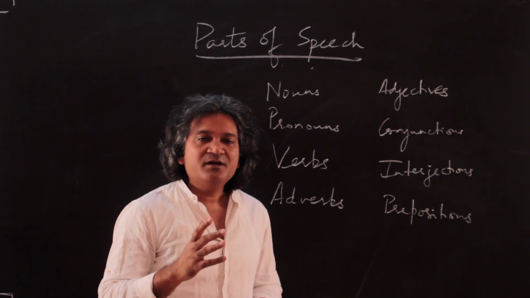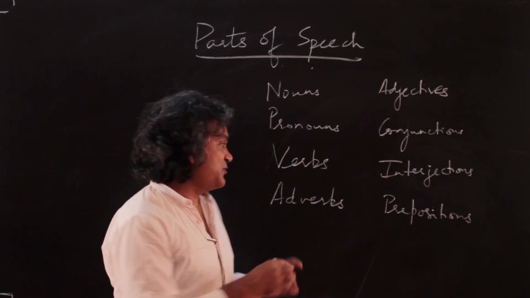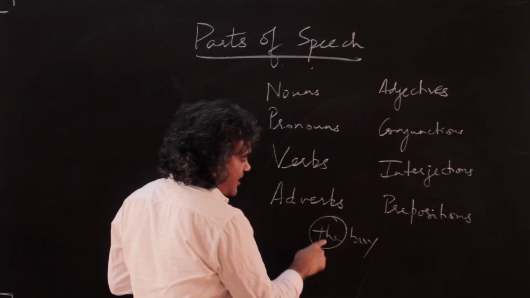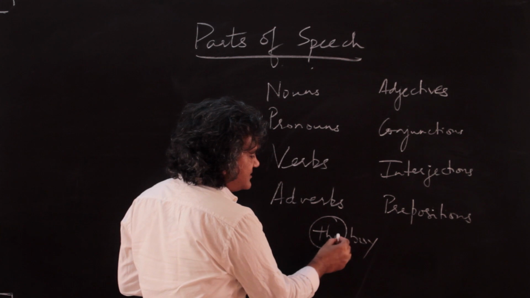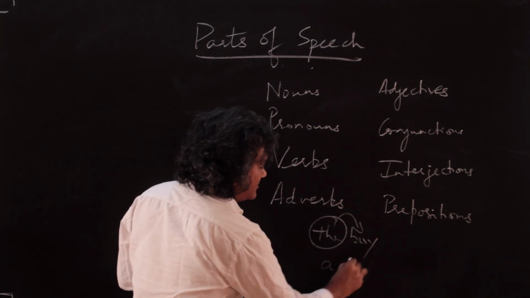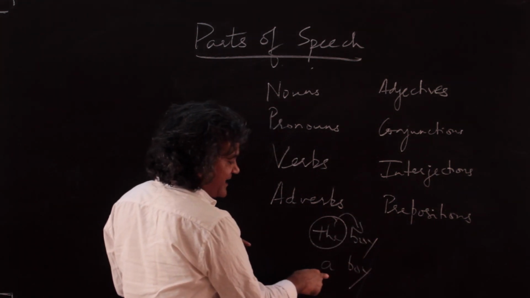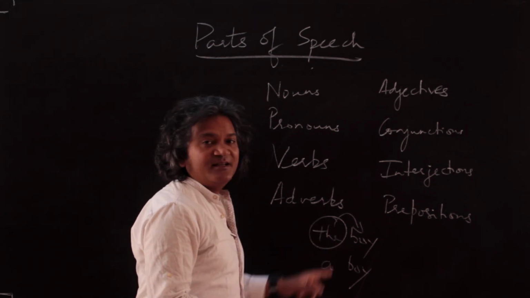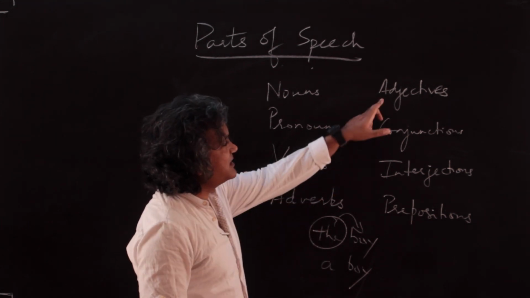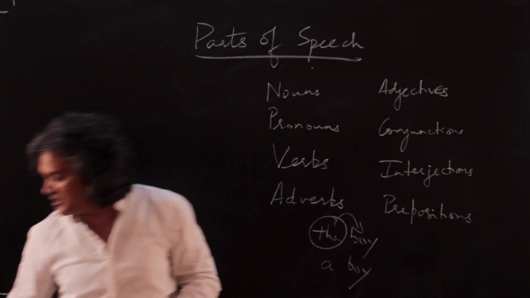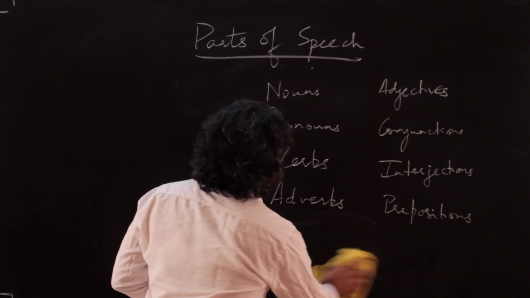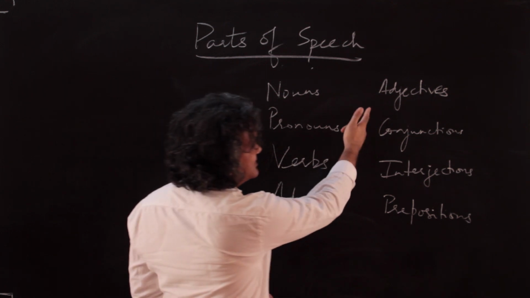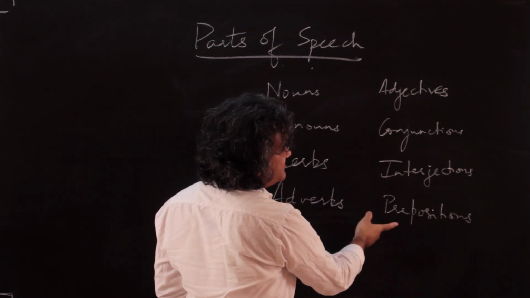However, if you think about it, for example, if I say the boy, what is this article the doing here? It is telling me about the boy. So compare the boy with a boy. A boy is any boy, and the boy is a specific boy, and hence these technically act as adjectives. So it is not a 9th part of speech. Anyway, the 8 parts of speech are nouns, pronouns, verbs, adverbs, adjectives, conjunctions, interjections, and prepositions.